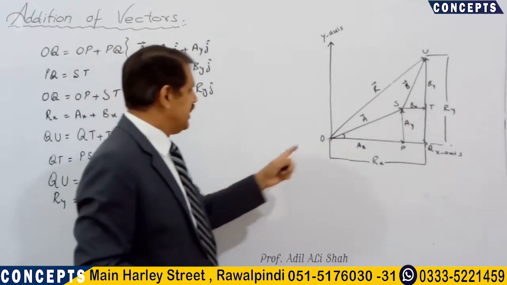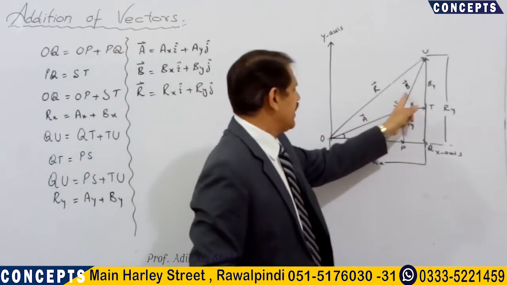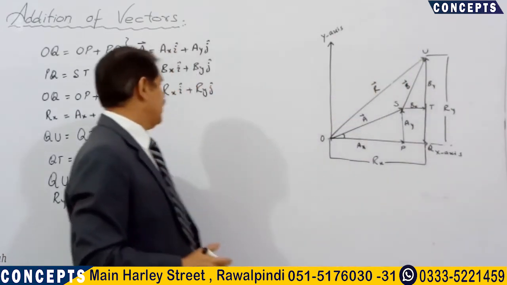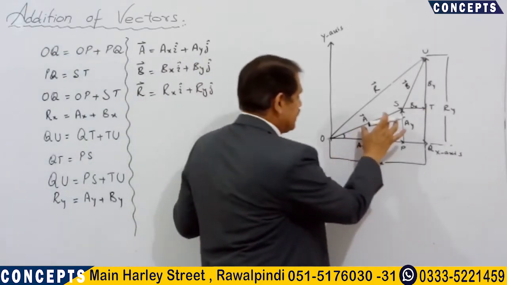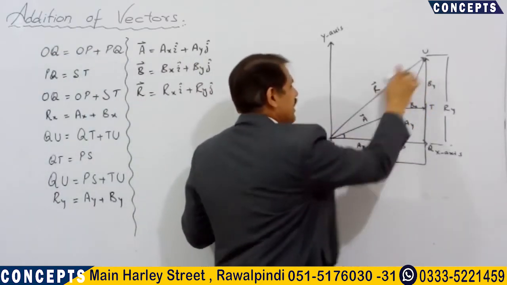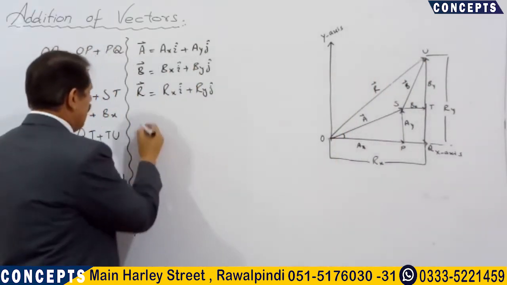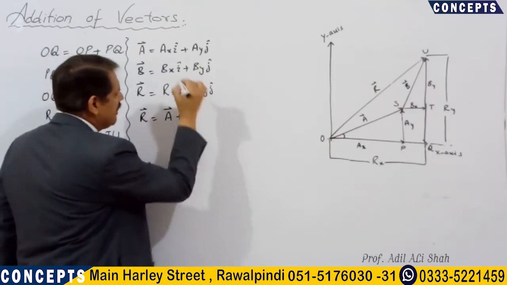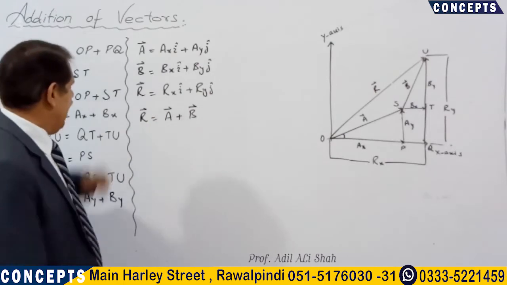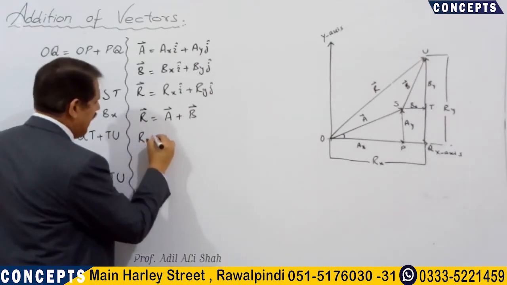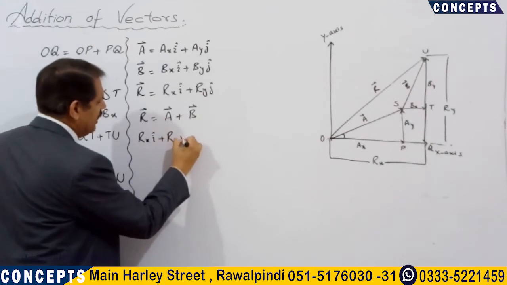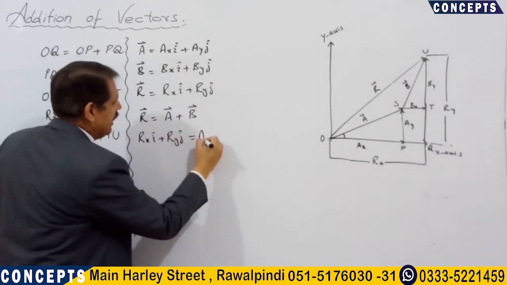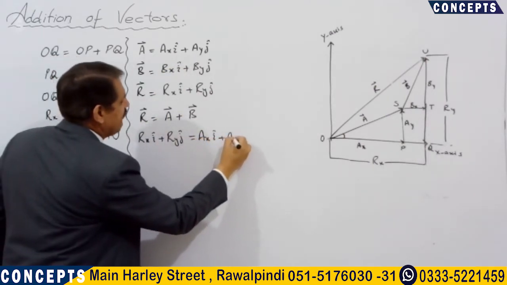Now we have resolved these three, vector A, vector B and the resultant vector, into their rectangular components. Now we can see that the sum of vectors A and B is equal to the vector R according to the head-to-tail rule. R vector is equal to the sum of vector A and vector B. Now A vector is Ax i plus Ay j.